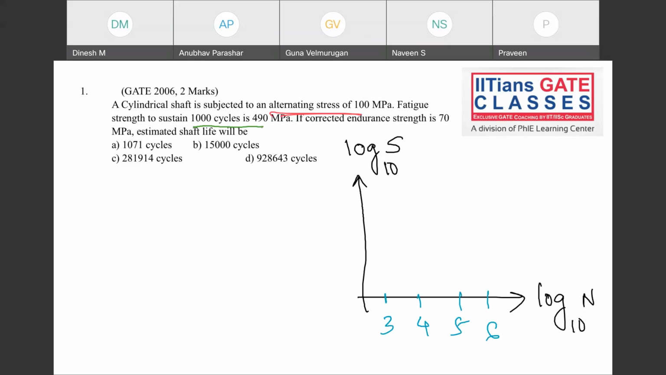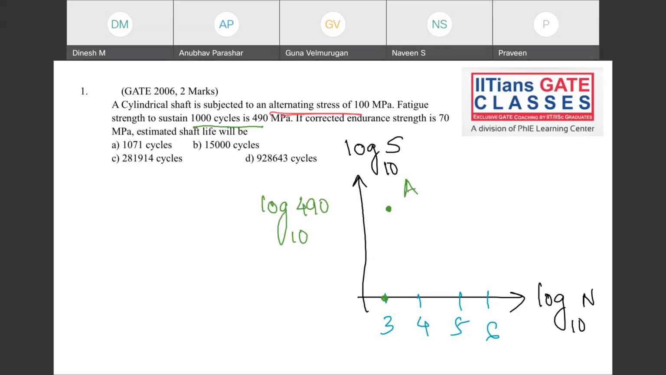Okay, so here you can see two points have been given. 1000 cycles, 490 megapascal. 1000 cycles means 10 to the power 3. So log of 10 to the power 3 to the base 10 is equal to 3. So you'll find one point, log of 490 to the base 10. So you have point A. What is point A? The y coordinate is log of 490 to the base 10, and the x coordinate is 3, right?